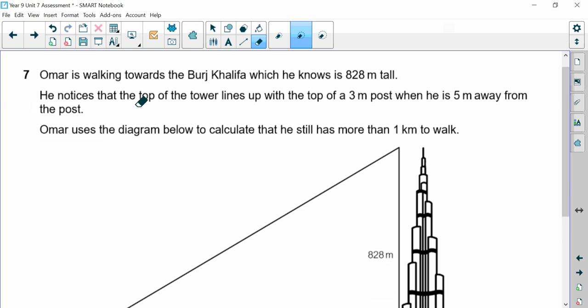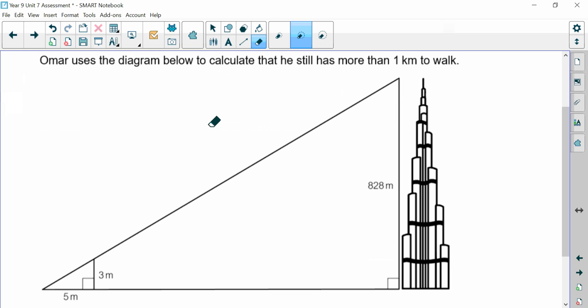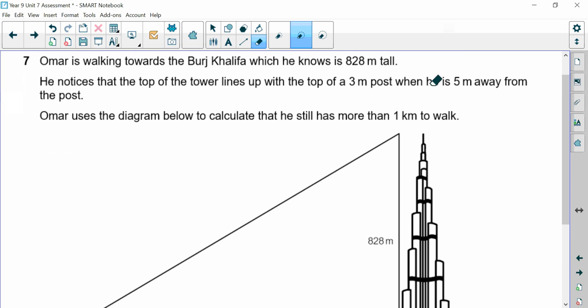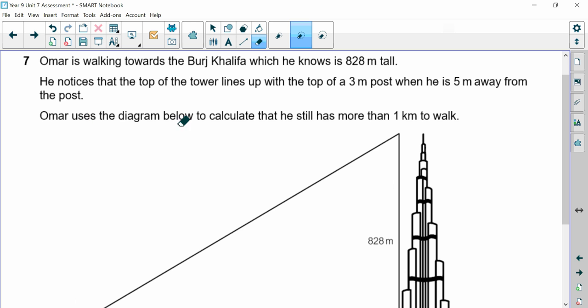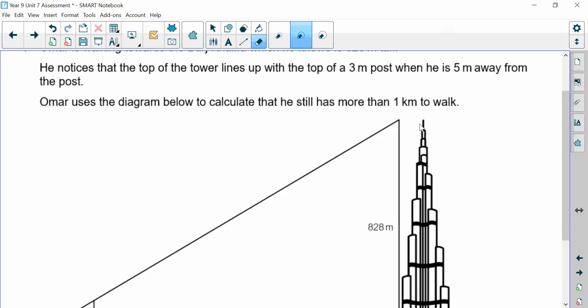Next up, Omar is walking to the Burj Khalifa, which he knows to be 828 meters tall. He notices that at the top of the tower, it lines up with the top of a 3-meter post, which is 5 meters horizontally away from where he is. Omar uses the diagram below to calculate he still has more than 1 kilometer to walk.